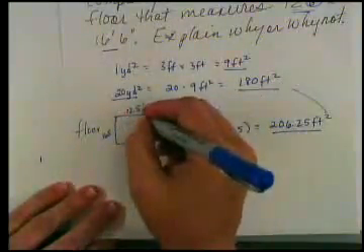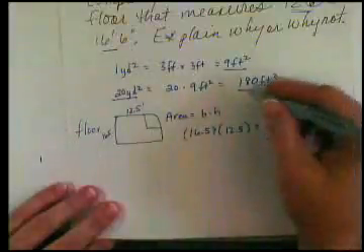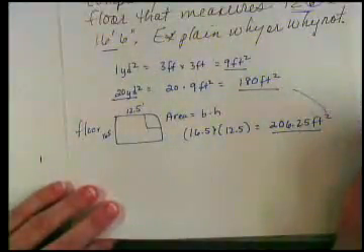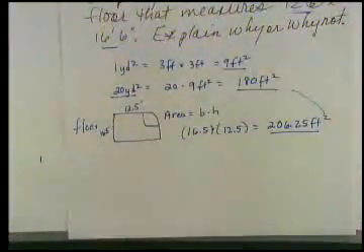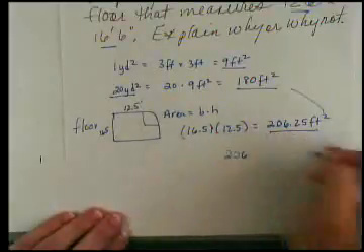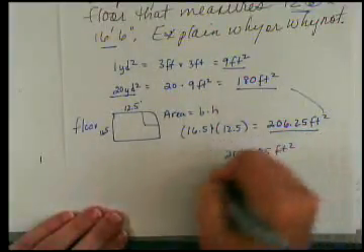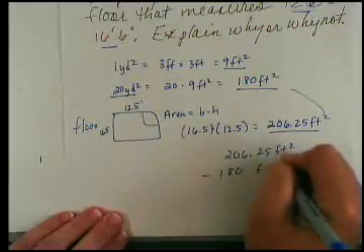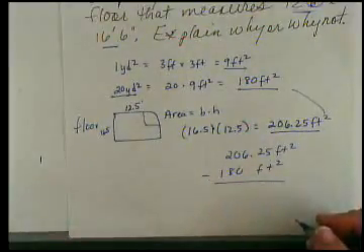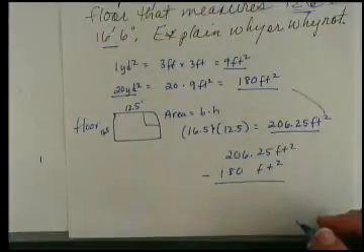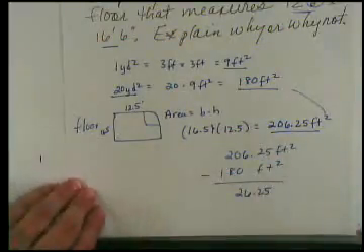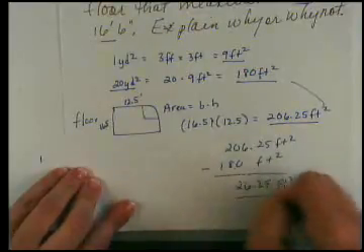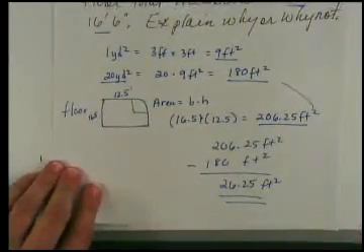At this rate, you're only going to be able to cover a portion of it, and you'll have a section left over. She wouldn't have enough material to get us there. She'd be off by, if we subtract, 206.25 feet squared minus 180 feet squared, which equals 26.25. She'd still have 26.25 feet squared left in the room to cover. Okay? Great question.